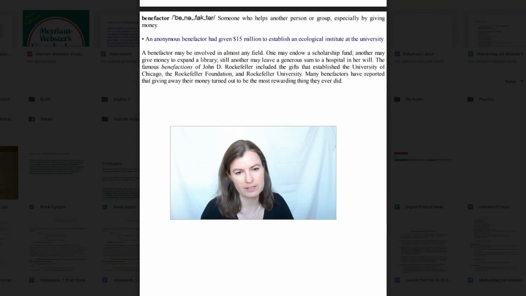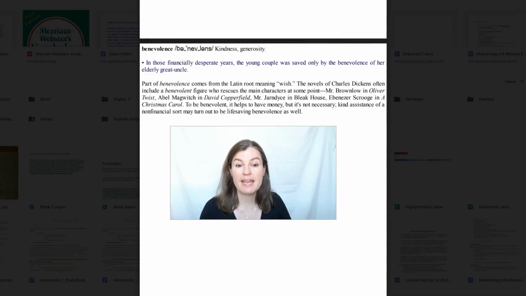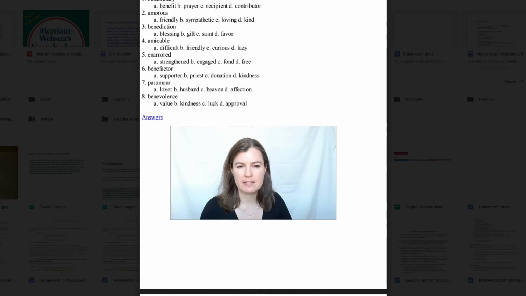A benefactor. Yeah, so a benefactor, someone who helps another person or group, especially by giving money. So another word for a donor or somebody who donates something is benefactor. Beneficiary. So that's the person who receives a donation or receives something that's given. Benevolence. Yeah, if something is benevolent, that means it's good-natured. Then they have an example. So here, in those financially desperate years, the young couple was saved only by the benevolence of her elderly great-uncle. Benevolence, it means goodness. And then comes the quiz.